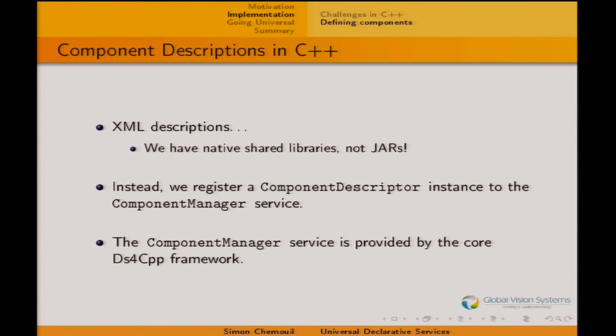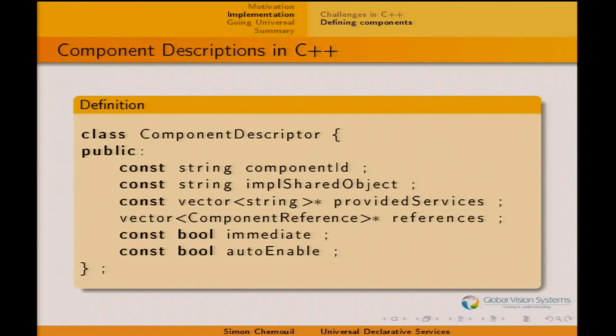It contains the same information as an XML descriptor for DS. And you register it to a component manager service, which is provided by the core DS for CPP framework. So this is the core system, how I can describe it. So this is the class. It has a component ID, which is the same as in declarative services. And the shared object is like the providing class, the implementation class, but obviously it's a shared object. And you have a number of provided services that are expressed as strings.